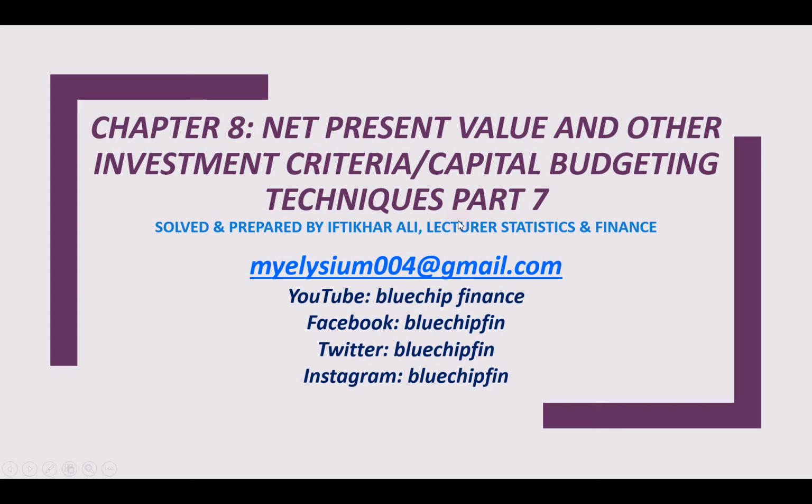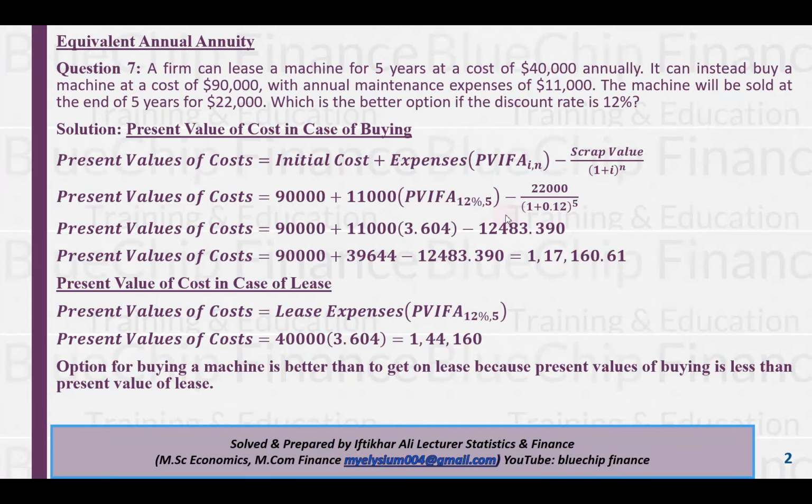In this video we will discuss net present value and other investment criteria or capital budgeting techniques, part 7. In this video, that is the last topic of capital budgeting techniques, and that is equivalent annual annuity. What is equivalent annual annuity?